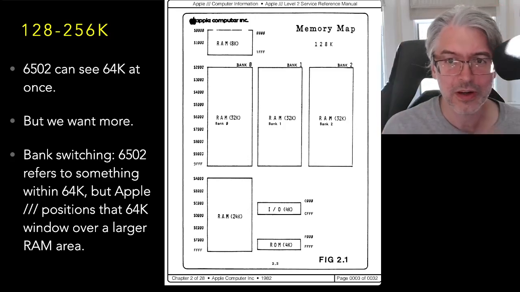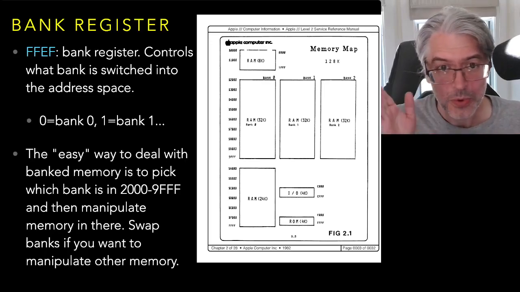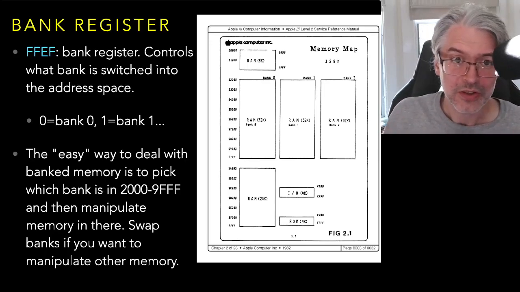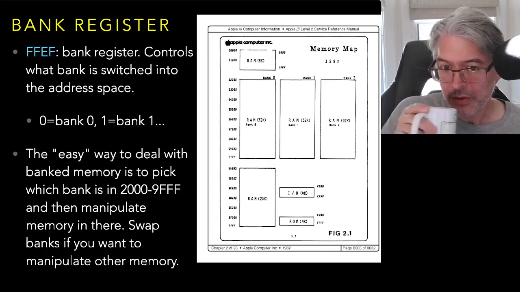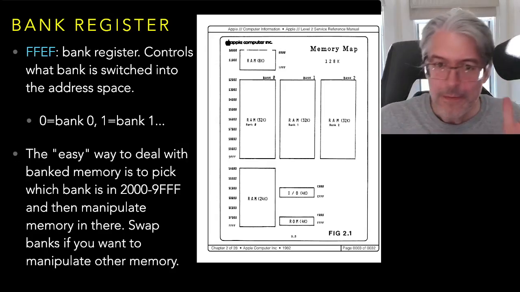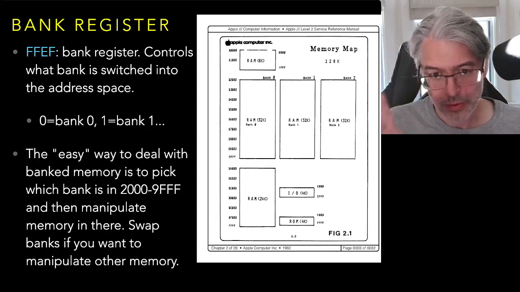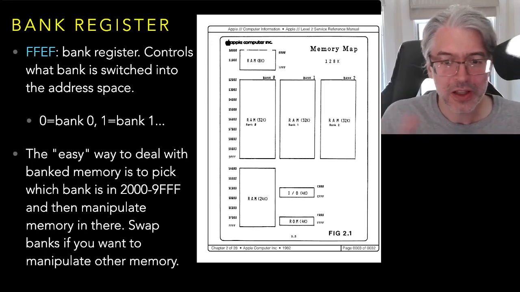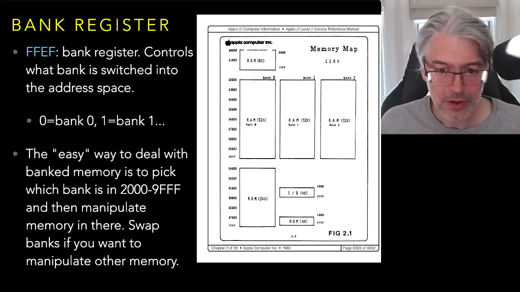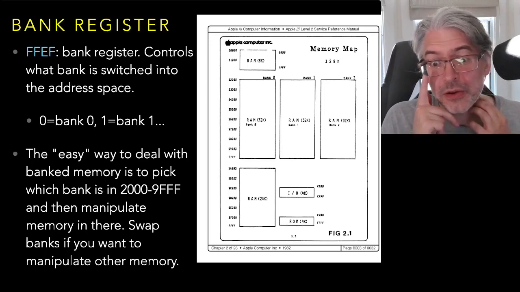It bank switches the area from 2000 to 8000. The way you control that is you put the bank number in the bank register, which is FFEF. So the sort of easy, straightforward way to deal with this banked memory is to pick which bank you want and just manipulate the memory in there. So swap the banks if you want to manipulate other memory.